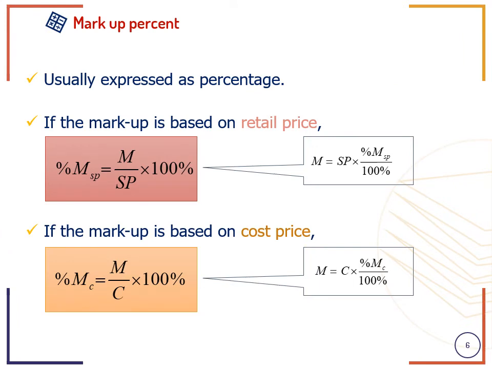Markup is usually expressed as a percentage. It can be expressed as markup percent based on retail price and markup percent based on cost price. If the markup is based on retail price, markup is equal to selling price multiplied by percentage of markup. If the markup is based on cost price, markup is equal to cost multiplied by percentage of markup.